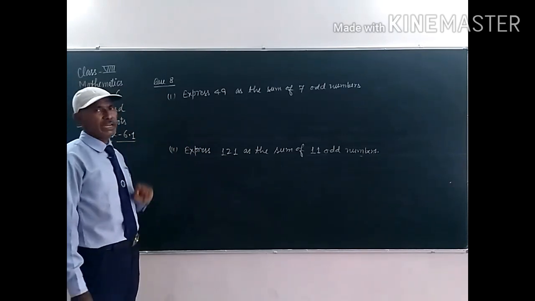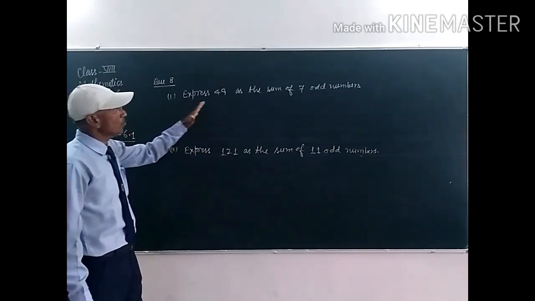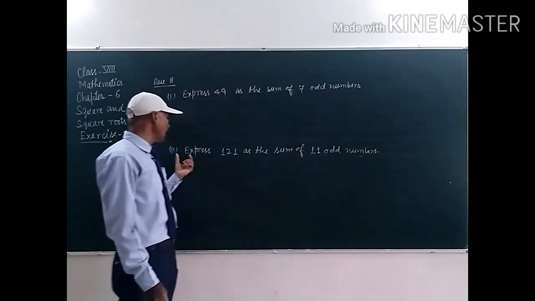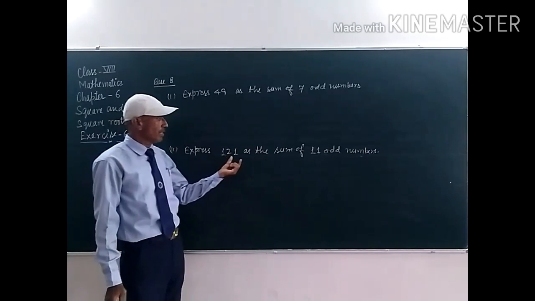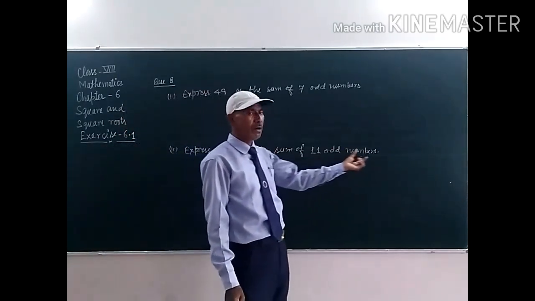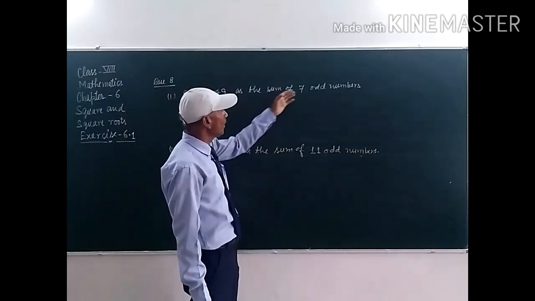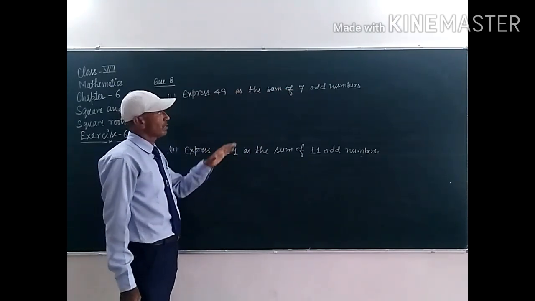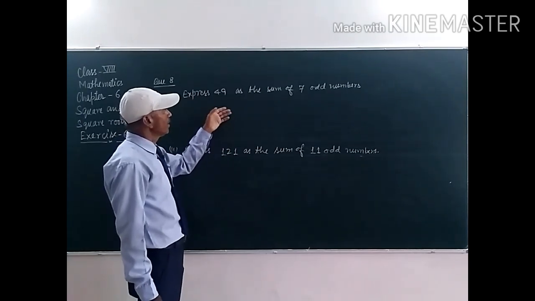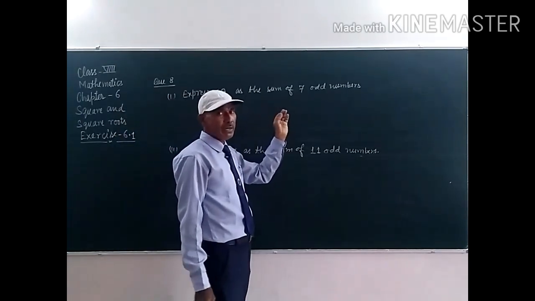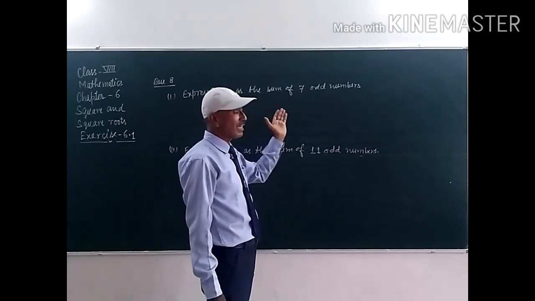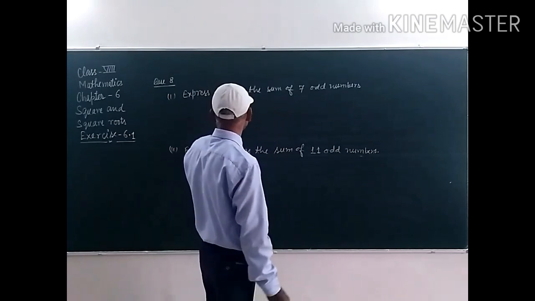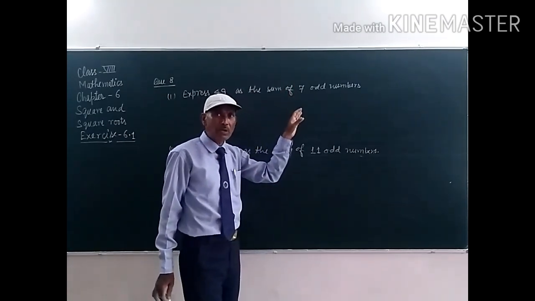This is question number 8, student, and in this: express 49 as the sum of 7 odd numbers. And the second part of this question: express 121 as the sum of 11 odd numbers. So we have to express 49 as the sum of odd numbers. Students, we know that the sum of the first n odd numbers is n square. Clear, students? In question number 7, we have already discussed it.